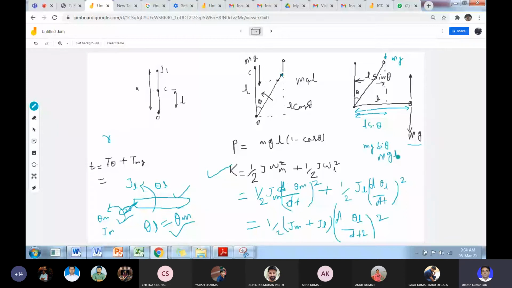theta. हमें कितना टार्क लगाना पड़ेगा हमको थीटा मूव करने के लिए? mgl sin theta, while the theta is calculated from vertical position.